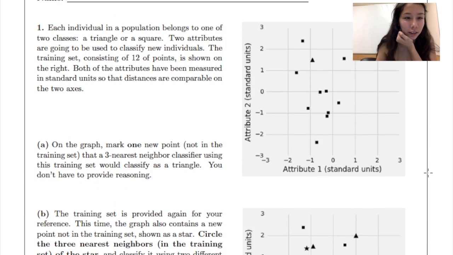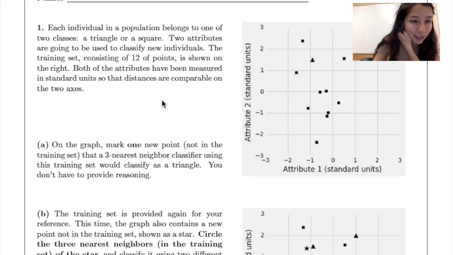So the first question we look at, and we see each individual in a population belongs to one of two classes, a triangle or a square. Two attributes are going to be used to classify new individuals. The training set consisting of 12 points is shown on the right. Both of the attributes have been measured in standard units so that distances are comparable on the two axes.